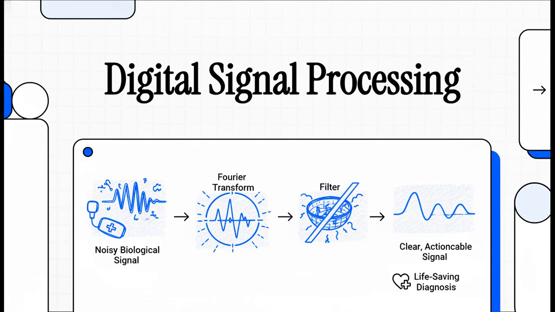Every time we measure something in the body, a heartbeat, a brain wave, you name it, we're capturing a signal. But that raw data, it's usually just a chaotic mess. The journey from that noisy reality to a clear, life-saving insight, well, that's the whole story of digital signal processing. Okay, let's dive right in.